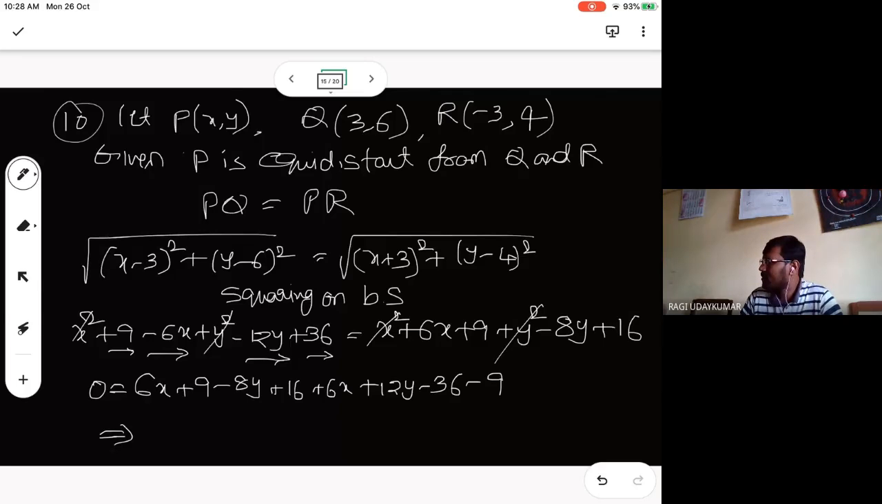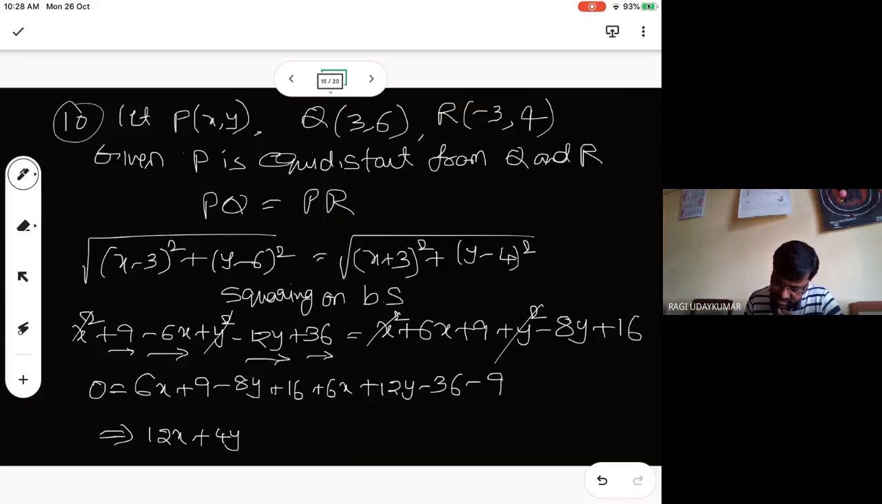12, 9. So 6x plus 6x, 12x. And minus 8y plus 12y. So what do you get? Plus 4y. And simplify for a: plus 9 minus 9 will get cancelled.